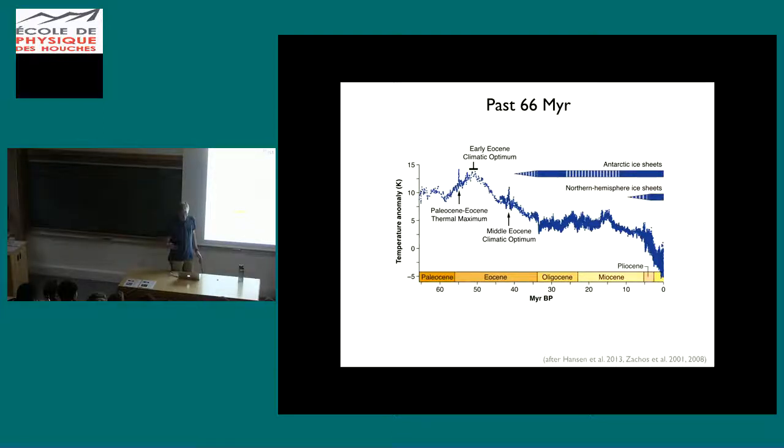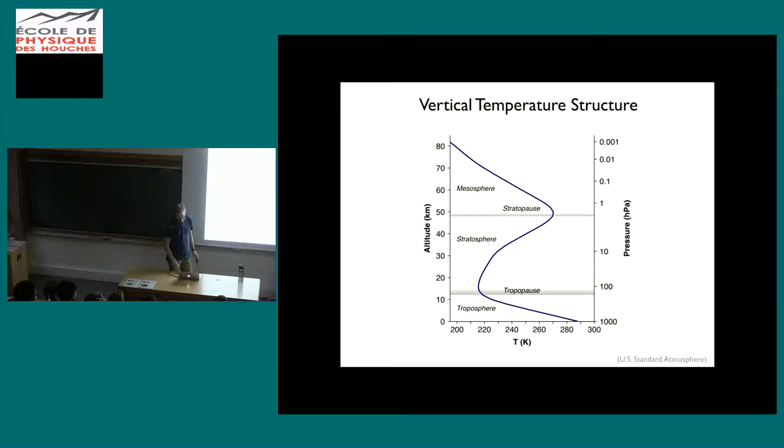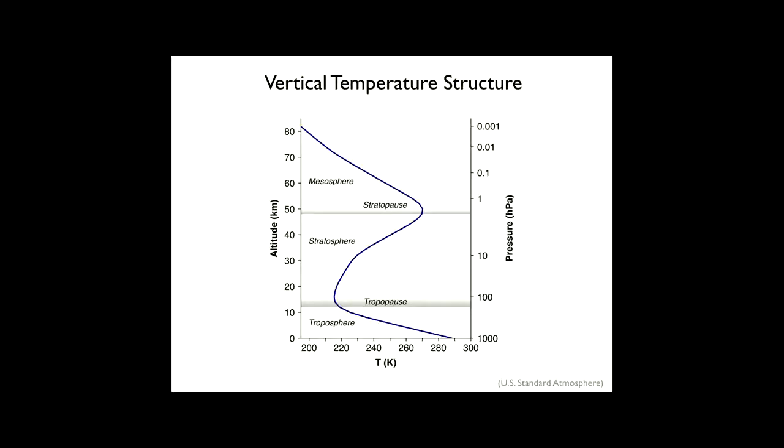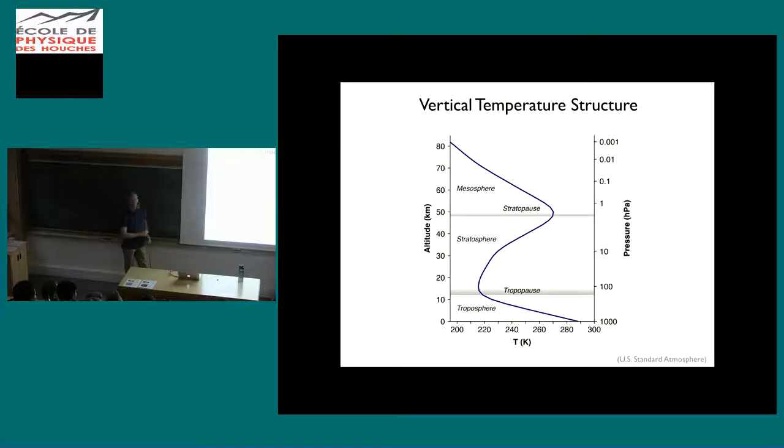For sure, it was way warmer in the Eocene than anything we'll see in the next few hundred years, no matter what we do. But there were no humans and no cities and no infrastructure and all the rest of it. So that's the surface temperature. Then the next question about temperature you would want to ask is, I think, the vertical temperature structure.